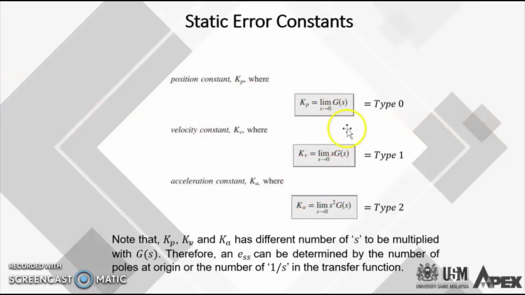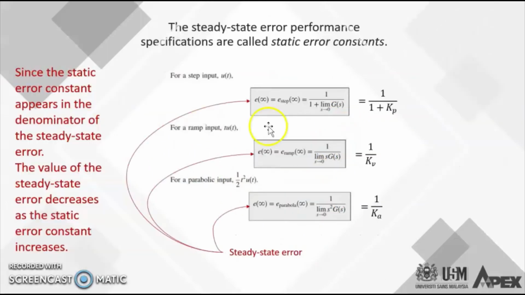It's a simple one. Once you understand, you know how to use it. It's important for you to know how to use it. And another equation is how to calculate the steady state error here. It's just a matter of, if it's step input, you will have this one, ramp input this one, and parabolic input is this one.